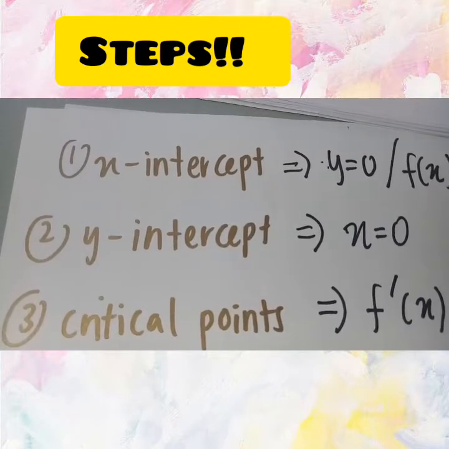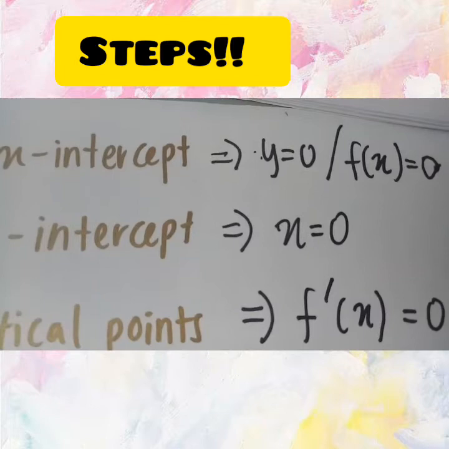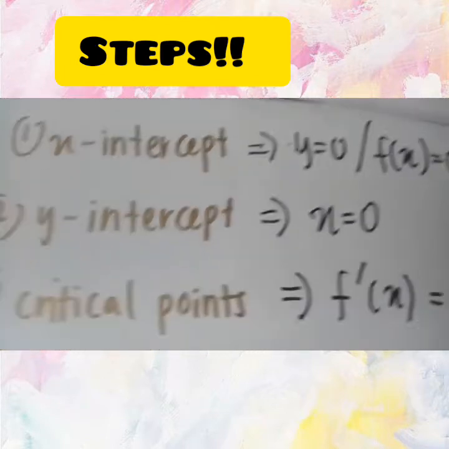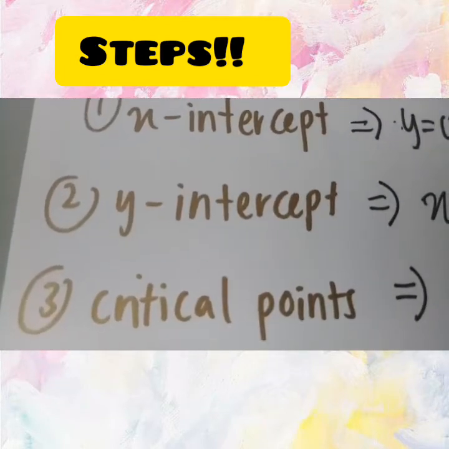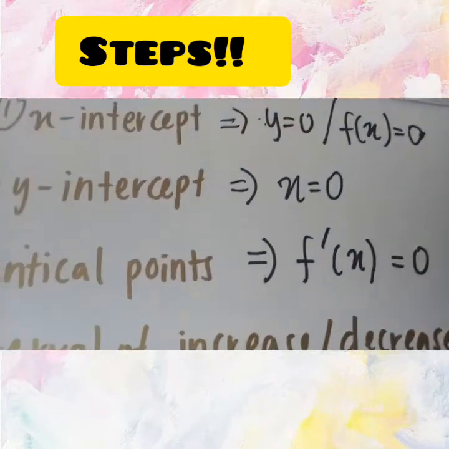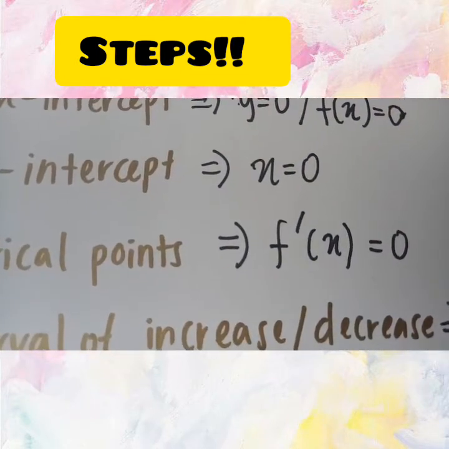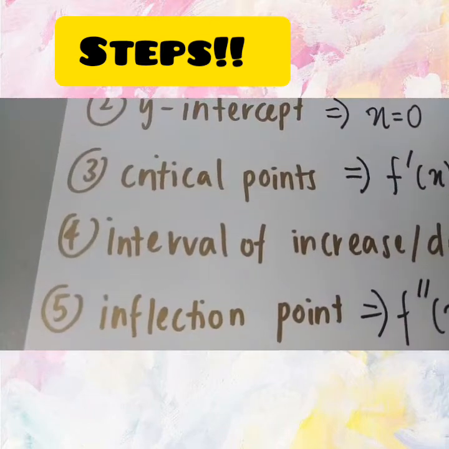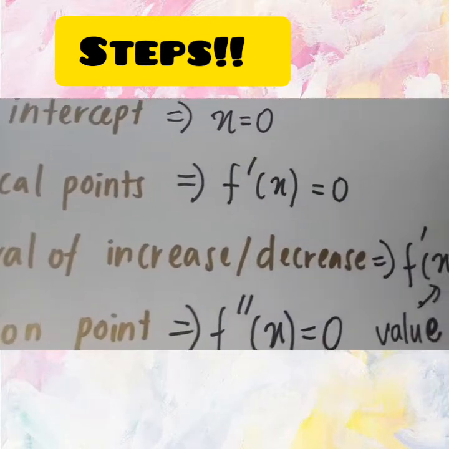this function. So what we need to do is first find the x-intercept, which is y equal to 0 or f(x) equal to 0. Second, find the y-intercept, which means x equal to 0. And then the critical points, where you find the first derivative of f(x) equal to 0. And then find the intervals of increase or decrease.